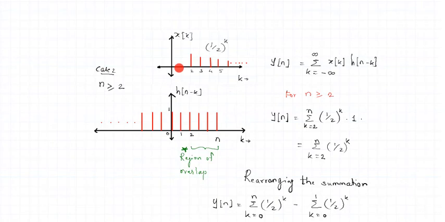In the second case, we covered from 2 up to plus infinity. All the region of overlap we are covering in case 2. So this is the last case, which covers the entire overlap between the two signals. Let us see what is the result of this particular case. So y of n is equal to the summation from minus infinity to infinity of x of k h of n minus k. This is the convolution equation. So this convolution equation gets modified for this particular case.